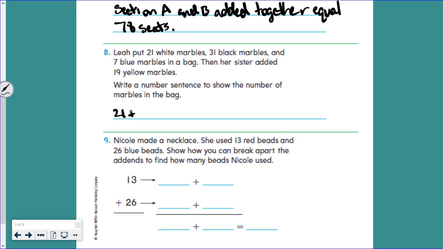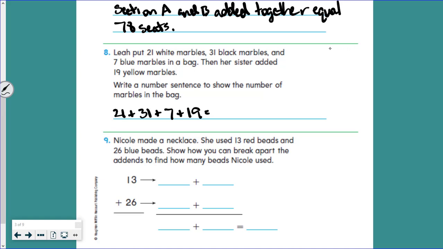She had 31 black marbles, right? We're finding how many marbles there are all together in the bag. She had 7 blue marbles. And then her sister added 19 yellow marbles. So we need to figure out how many marbles there are in the bag.